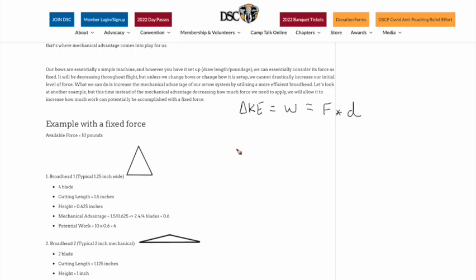Here's the problem. It's not force times length, it's force times displacement. So let's switch over to a different video to the camera, and we'll look at some broadheads and see exactly what it is that I'm talking about.